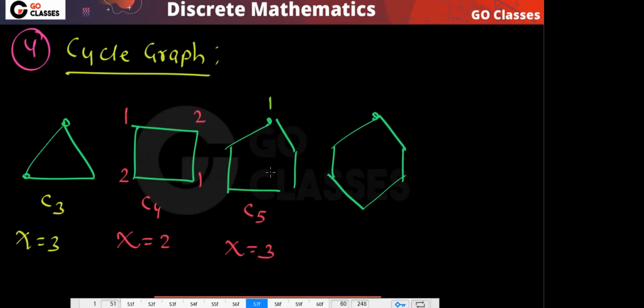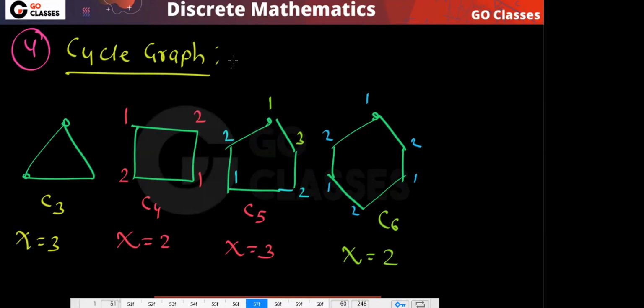For C5 the chromatic number will be 3, because if I give color number 1 here, I cannot give color number 1 next to it, so I give color number 2. I can reuse color number 1, I can reuse color number 2, but notice I cannot reuse color number 2 or color number 1 at the last vertex, so I have to give color number 3. And for C6 the chromatic number will be 2: color 1, 2, 1, 2, 1, 2.